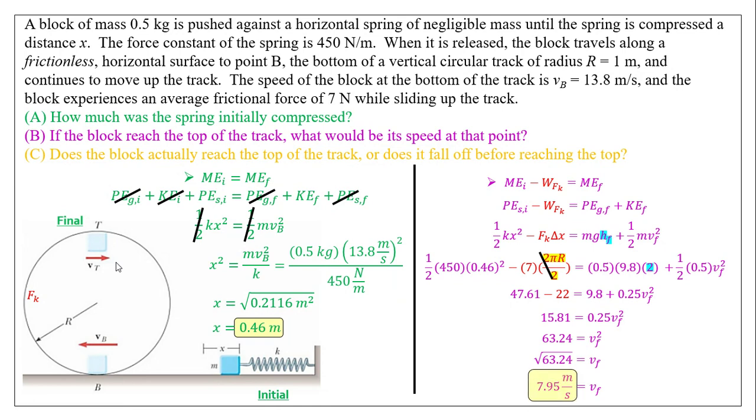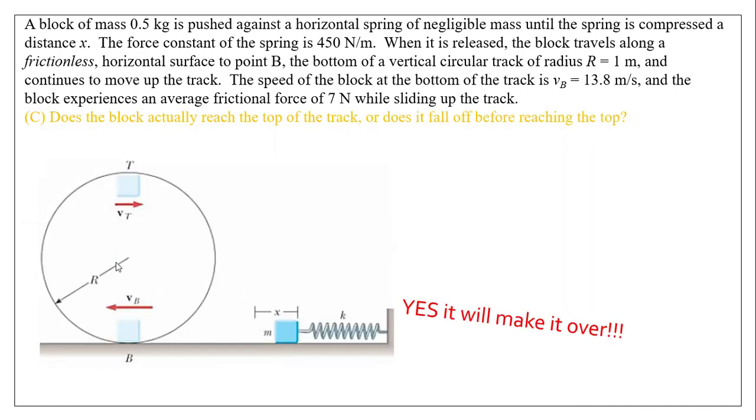Now, part C asks us, does the block actually reach the top of the track, or does it fall off before reaching it? How do you answer this type of question? To answer this type of question, you have to find what the minimum velocity is. Here in my statement, I say yes, it will make it over because I can prove it. Here's how you prove it.